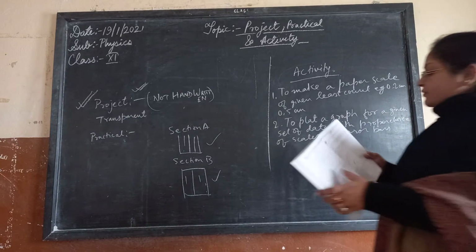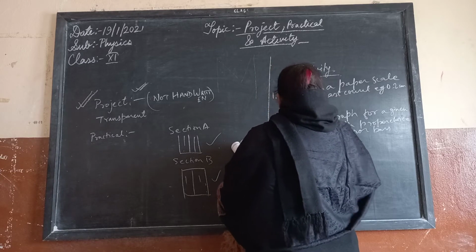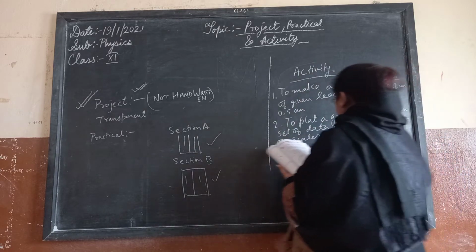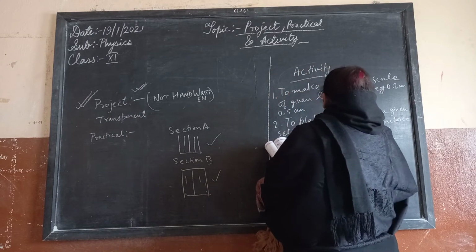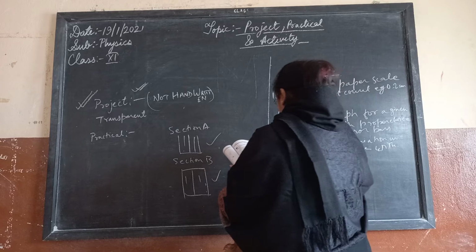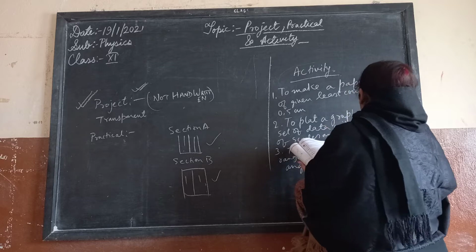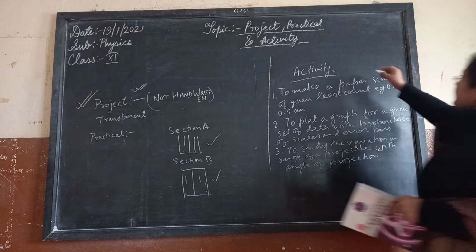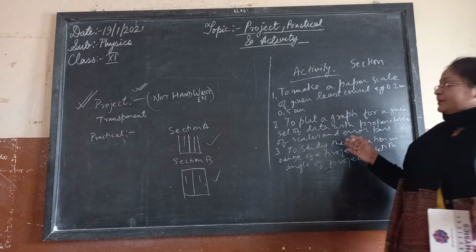And then the next one, which is activity number 5, is to study the variation in range of a projectile with angle of projection. These are all the 3 activities in section A. For the activity file, you need to make a separate file.